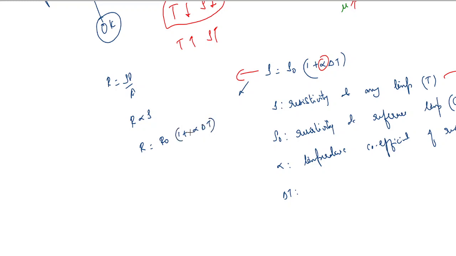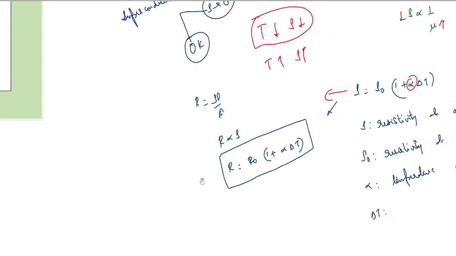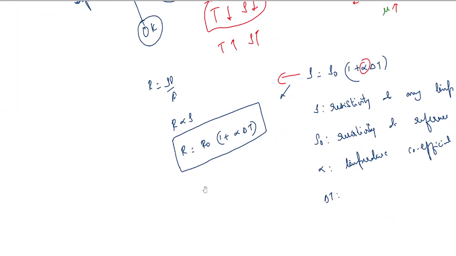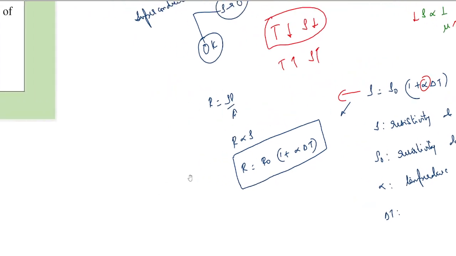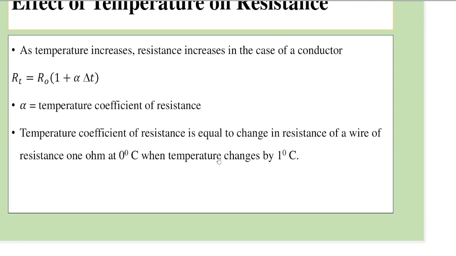We are neglecting the thermal expansion of the material. This is what we get: R is equal to R naught into 1 plus alpha into delta T. Now again the same things hold here, where R is the resistance of a material at a given temperature, R naught is the resistance of a material at a standard or reference temperature, and alpha is called the temperature coefficient of resistance. So this is the form given here.